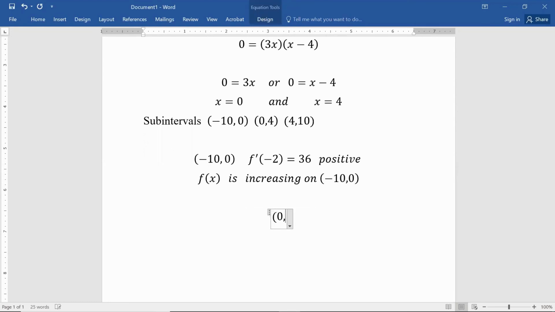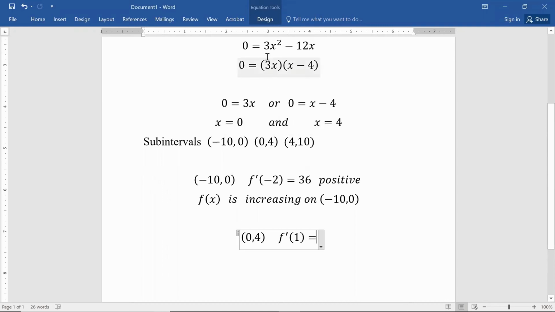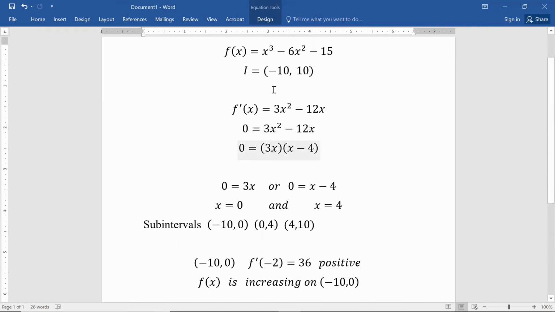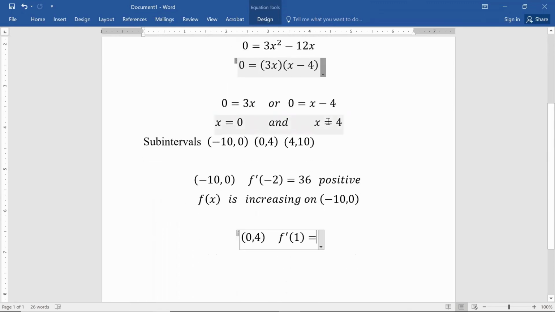Let's do the next subinterval. The next subinterval is from 0 to 4. We want to pick out some number between 0 and 4 and plug it into our derivative. I'm going to pick out the number 1 because that is easy to plug into the derivative function. So 3 times 1 squared, minus 12 times 1 gives a negative 9. The important part about that is that it is negative.